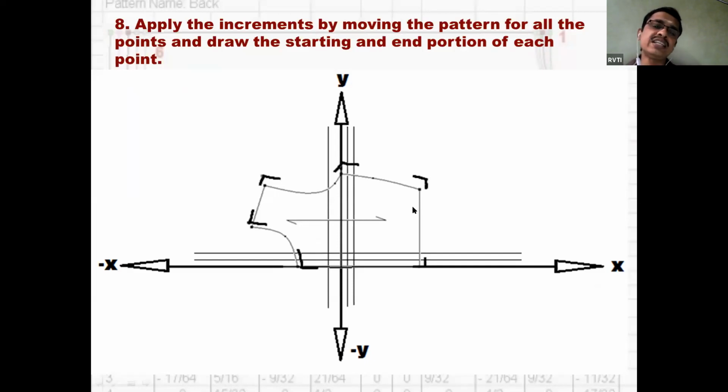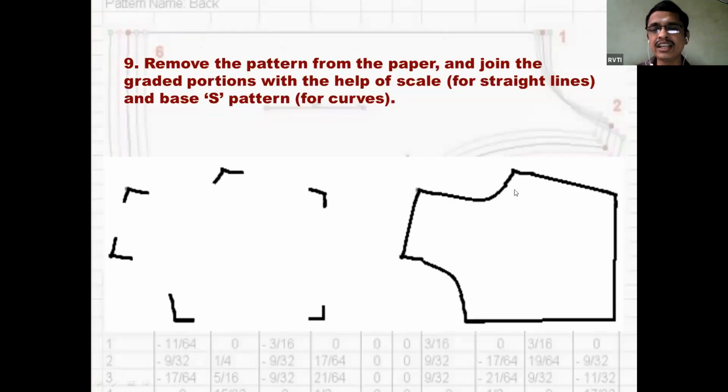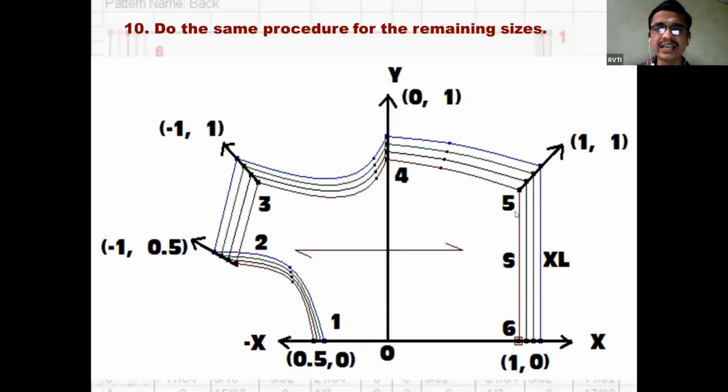After that, with the help of the pattern, I can finish. For joining, these are straight lines, so I can use a straight scale for the center front line, waistline and shoulder. The curved portions can be done with the help of the pattern, so with the help of the curve pattern you can finish the curve. Like that you are finishing the pattern.